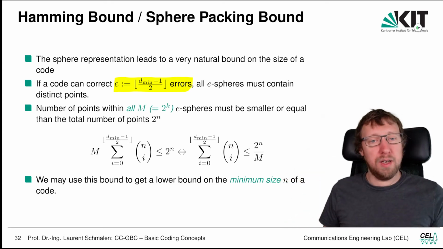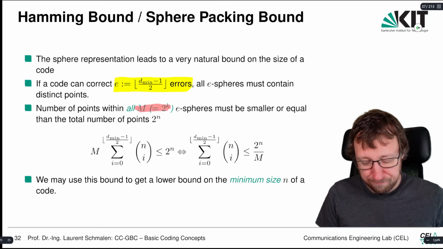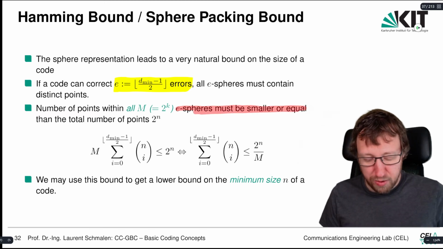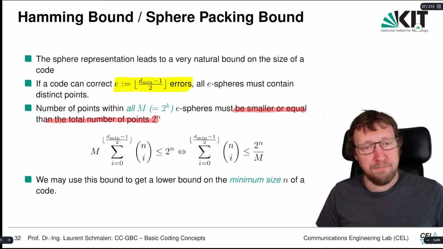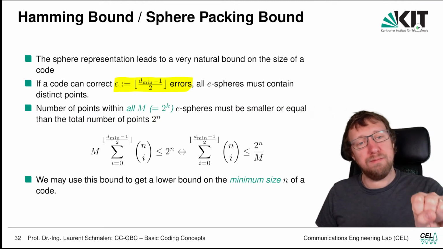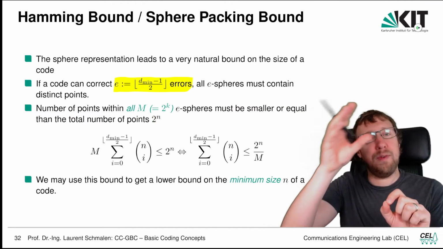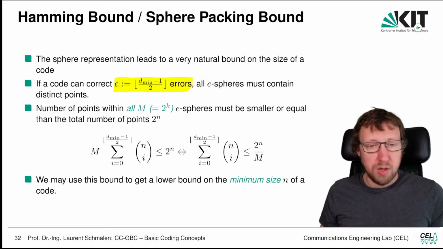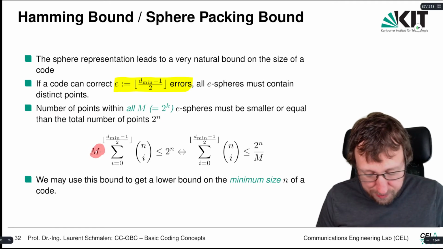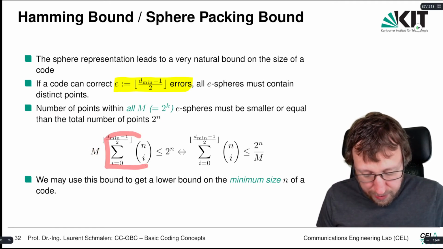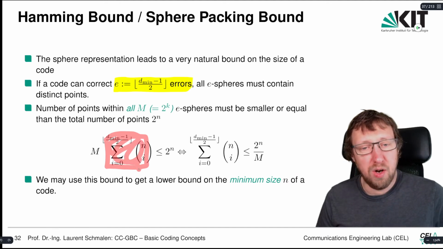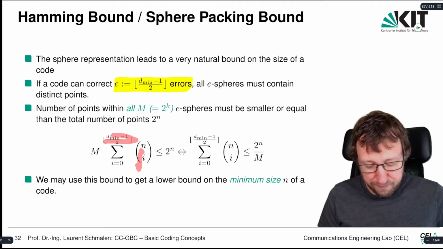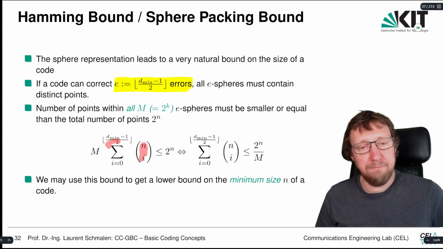So we have a total number of M code words, and the spheres must be smaller or equal than the total number of points. So we take each code word. Around each code word, we put a sphere. The spheres must be non-overlapping. So we count. We have M code words, and each sphere contains this amount of points: the sum from i equals 0 to the radius of the sphere, which is E, of n choose i.